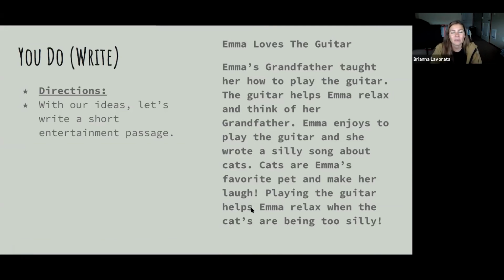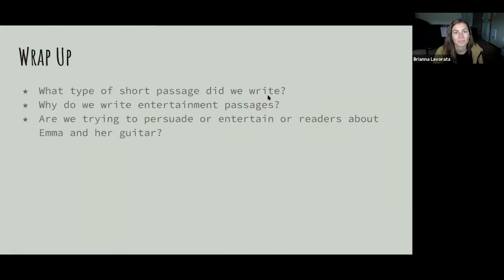Okay, so here we wrote a short passage all about why Emma loves to play the guitar. We mentioned some funny cats, right? So this might make us chuckle a little bit, and that's why it's going to be an entertainment story. So to wrap up our lesson, what type of short passage did we just write? Did we write a persuasive speech? Did we write an informational text? Did we write an entertainment text? Go ahead and think about that one for a minute. When you're ready, put a thumbs up.